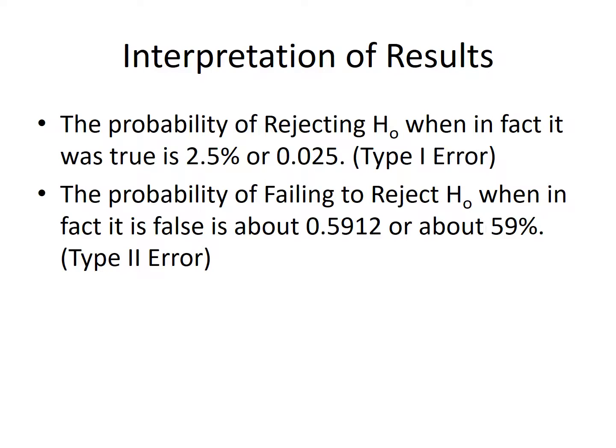The probability of failing to reject H0 when it is in fact false is about 0.5912, or about 59%. And this is a type 2 error.